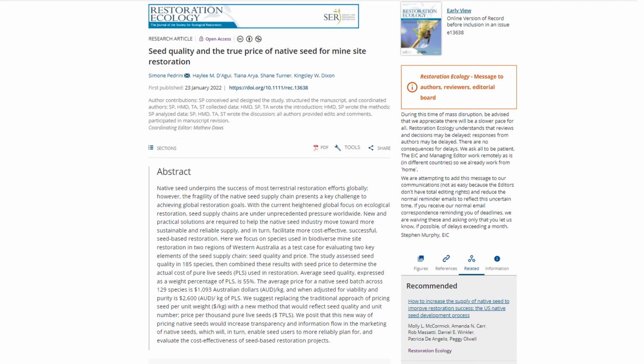You can find more information about this approach, along with some examples on some Australian species, in this paper that we recently published in the journal Restoration Ecology. The link for the paper is in the description.